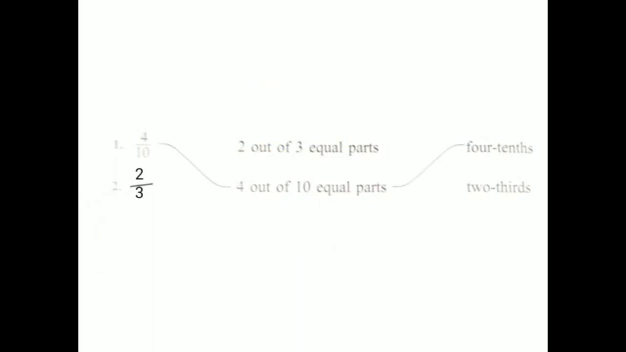Next is match the following. 4 by 10. 4 out of 10 equal parts are 4 tenths. 2 by 3 we can say as 2 out of 3 equal parts or 2/3.